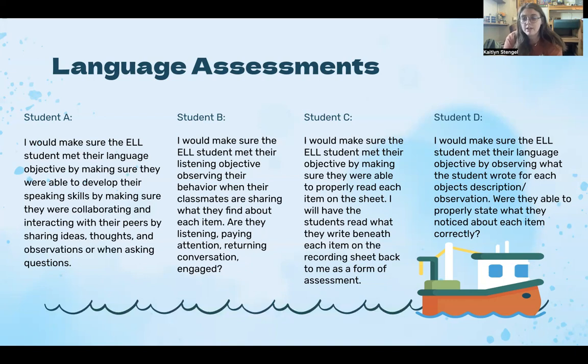For student D, I would make sure the ELL student met their language objective by observing what the student wrote for each object's description or observation. Were they able to properly state what they noticed about each item correctly? So like, did what they noticed back up what the reality was?